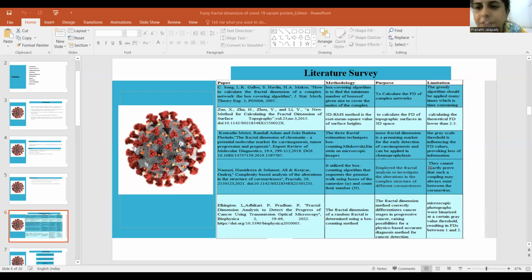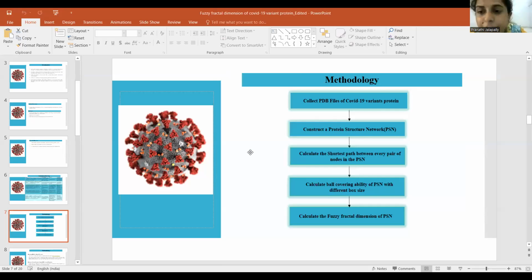In our research, firstly, we collected the PDB files of COVID-19 proteins. Then we constructed a protein structure network. After that, we calculated the shortest path between every pair of the nodes in the PSN. Then we calculated the ball covering ability of the PSN with different box sizes. Finally, we calculated the fractal dimension of the PSN network of COVID-19 variants.